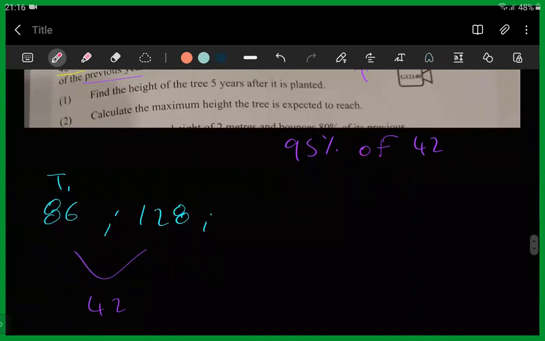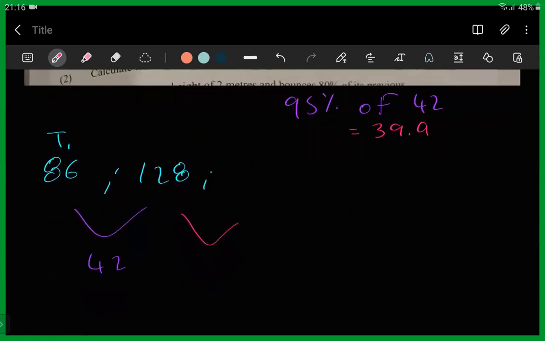So you see 95% of 42, what is that? What is 95% of 42? 39.9. Is that rounded off to 2 decimal places? No, it's just rounded to the first decimal place. To 2 decimal places, there's nothing, it's just 39.9. Okay, fine. So the next one is adding 39.9. So what is 128 plus 39.9? 167.9.